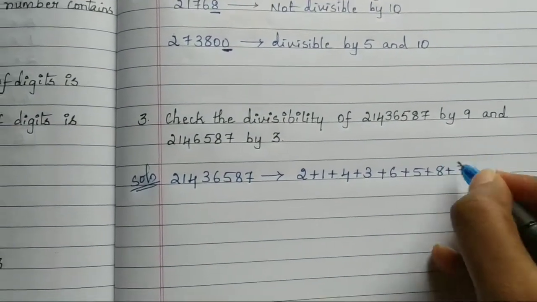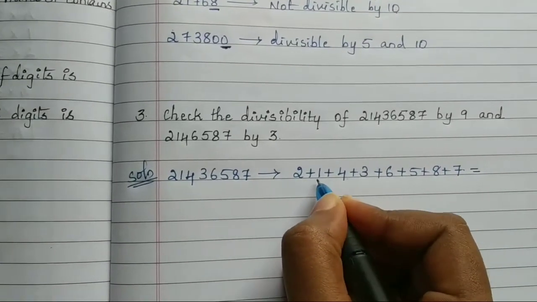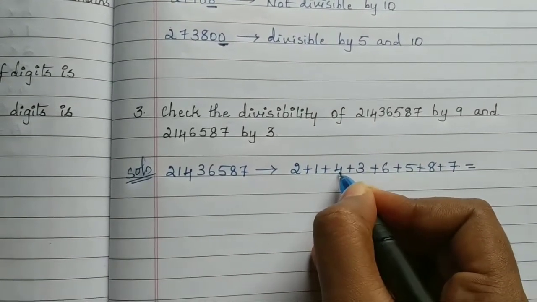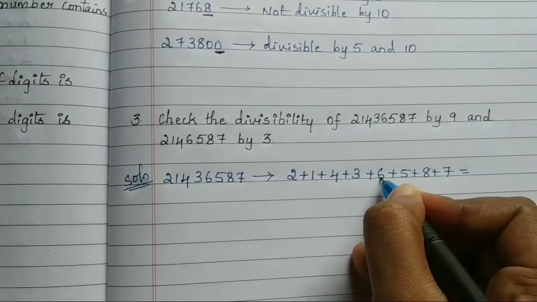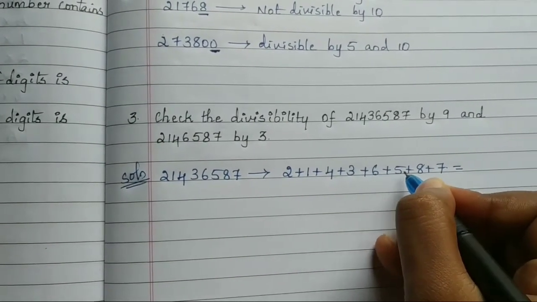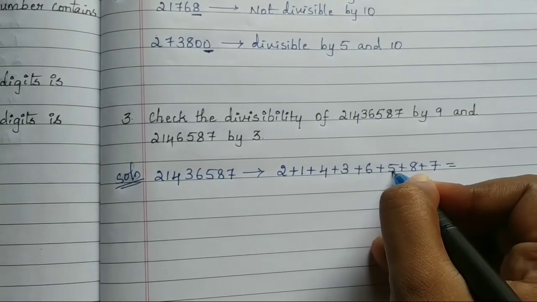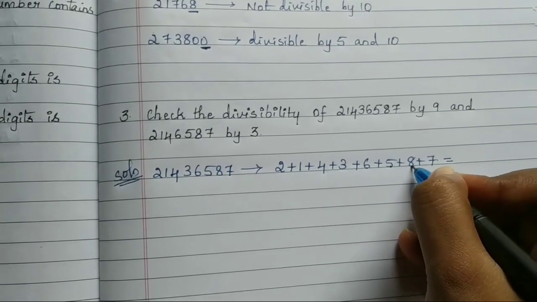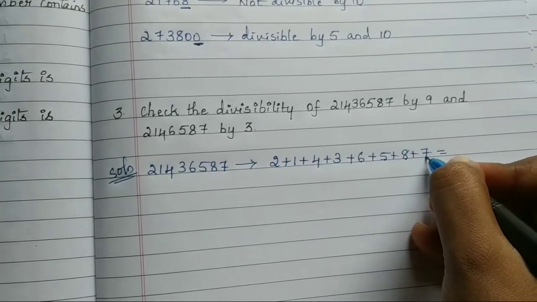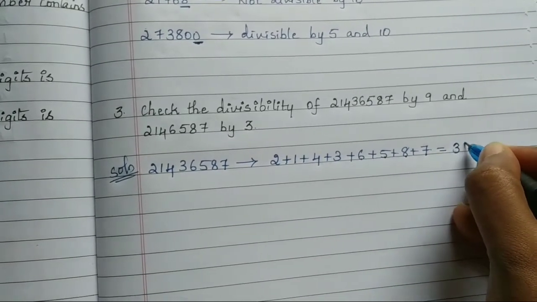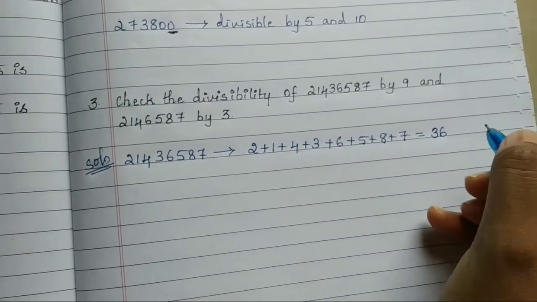Okay, we will get the answer here as 2 plus 1 is nothing but 3, 3 plus 4 is 7, 7 plus 3 is 10, 10 plus 6 will be 16, 16 plus 5 is 21, 21 plus 8 is 29 and 29 plus 7 is nothing but 36. We will get here 36.